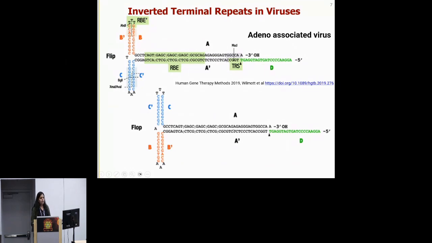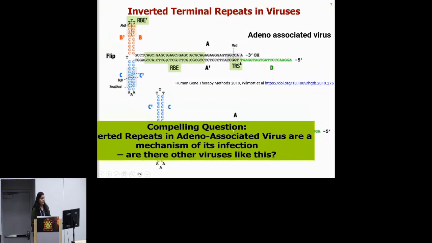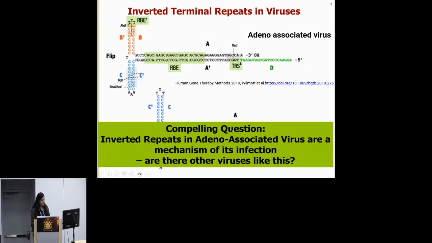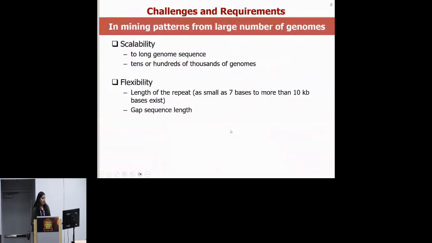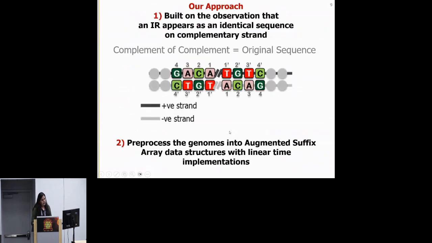So are there other viruses that have that type of inverted repeats? That's the question. We wanted our software to be scalable and flexible in terms of how big the half lengths are and how much of a gap sequence is allowed between them. Many people have come up with methods, though there are only four or five big software tools.